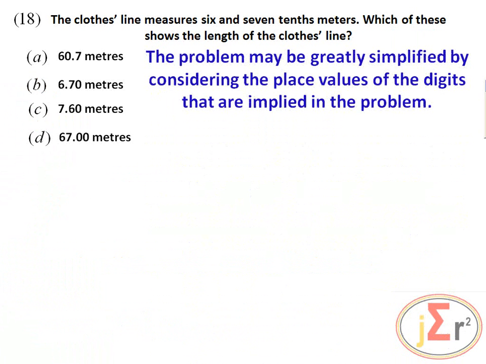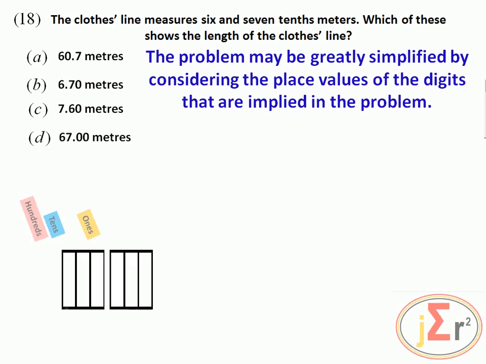The problem may be greatly simplified by considering the place values of the digits that are implied in the problem. The 6 is going to be 6 wholes, and its place value is going to be 1. Right, and then we have 7 what? Tenths. Right, that's all. We're going to have 6 ones and 7 tenths, and that's all there is to it.